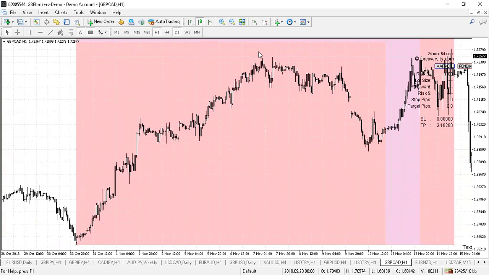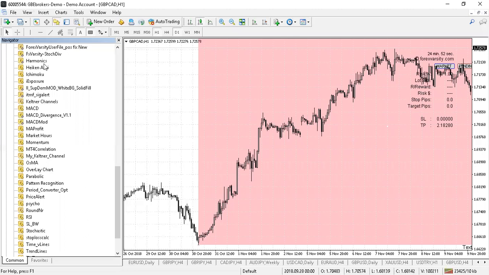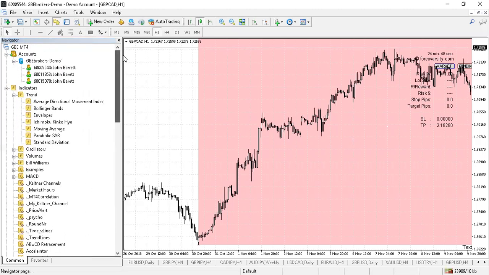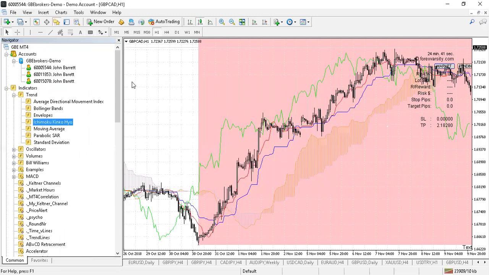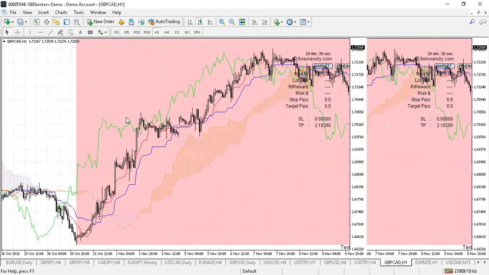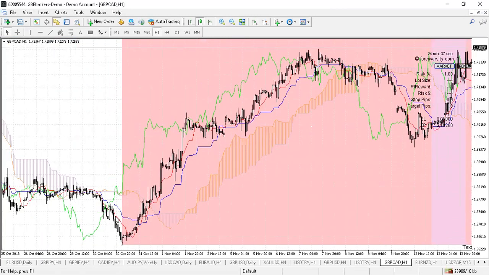Okay. And if we now apply the Ichimoku Kinko Hyo, okay, now it gives us all these other lines that we briefly discussed last week. So just to give you a little bit of a recap.